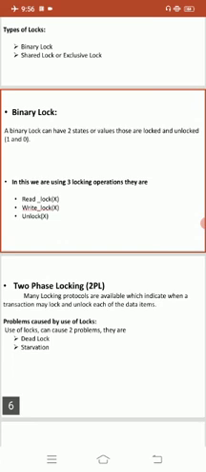Binary lock is divided into two status values, locked or unlocked. So a binary lock has two states or values: locked, which is 1, and unlocked, which is 0.